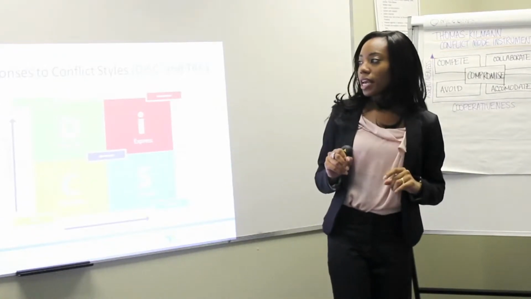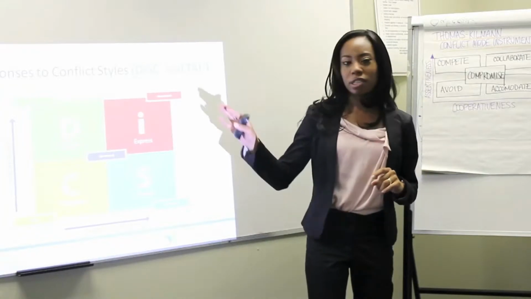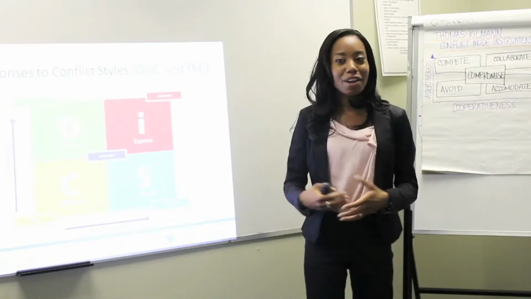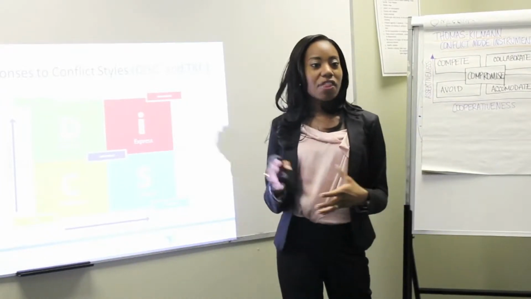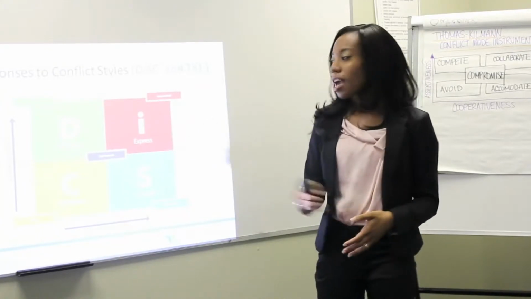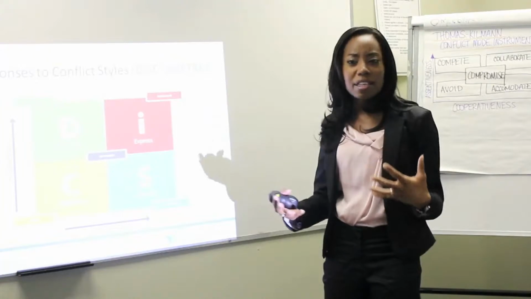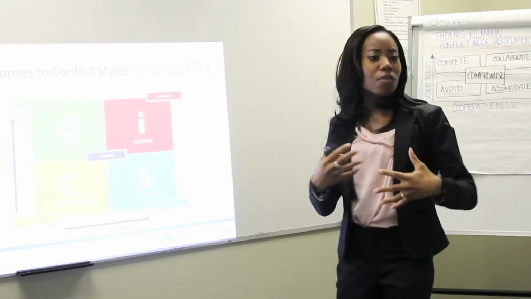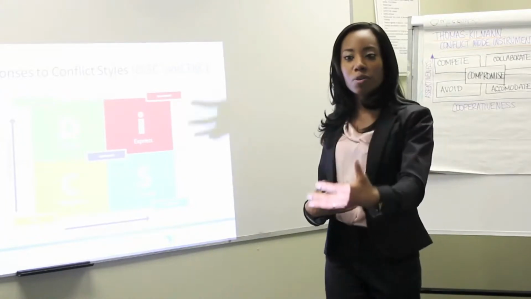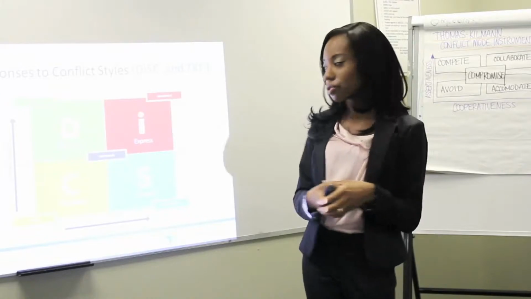The first one is compete. Compete is where you tend to be more of the D personality style, where you tend to be a little bit more demanding when you are in a conflict. That's where you're going to want to win. I'm going to win, you're going to lose. Whereas the I's, who are more influencers, are more expressive, they want to talk about the feelings, they want to have a win-win. Let's collaborate, let's talk, and I want to know what you need, and you need to know what I need, and perhaps we'll come up with a win-win solution.